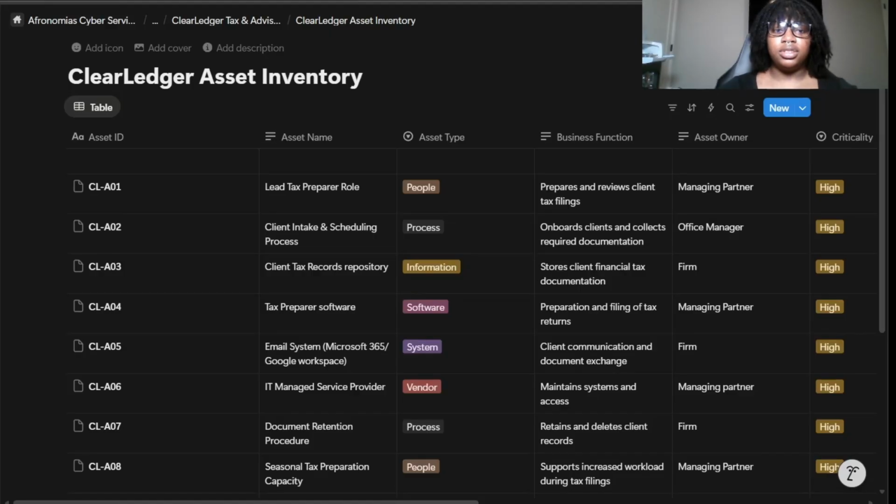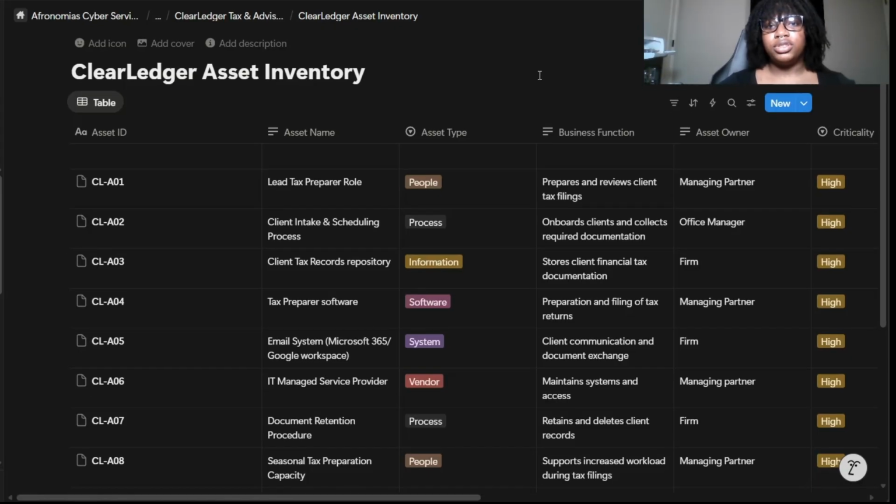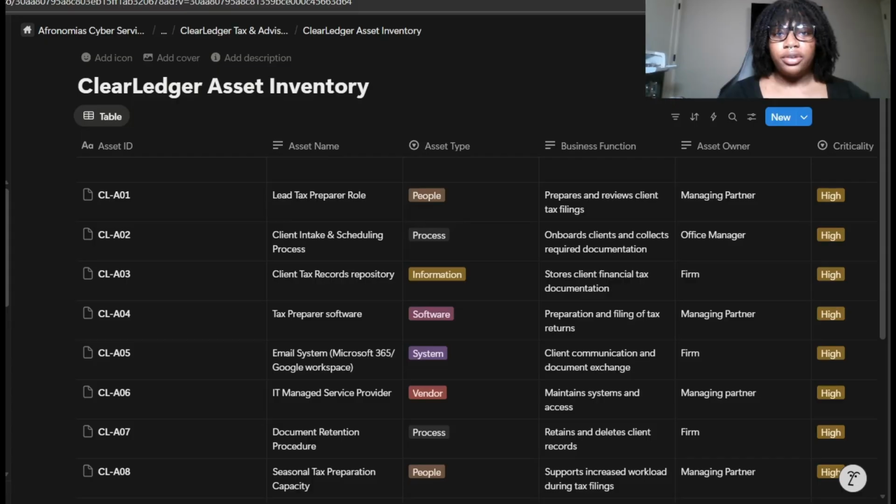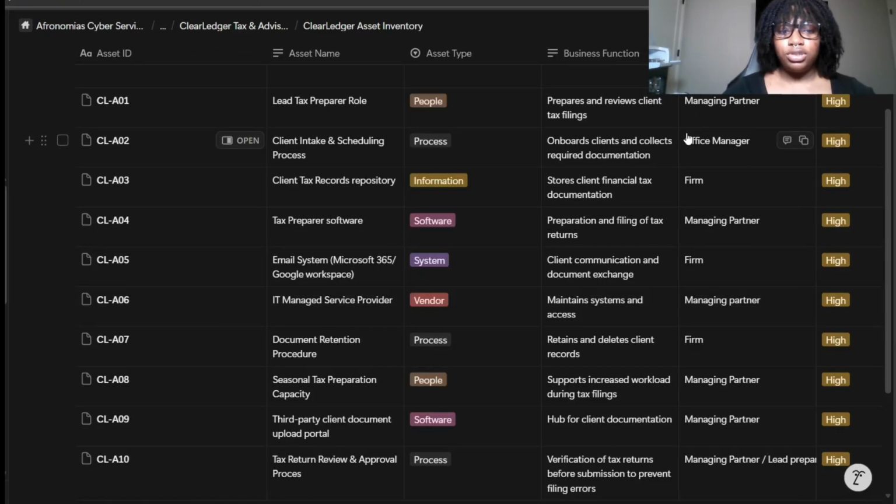This is ClearLedger's asset inventory. Instead of listing equipment, we've mapped out exactly what the organization depends on to operate. For example, the organization depends on seasonal staff. That tells us they rely on personnel availability. The tax preparation software is a high criticality system because if it was unavailable, then the organization will be unable to provide its service. They also rely on an IT managed service provider, meaning that they also rely on third-party vendors for their operations. And the review before filing shows a quality control process the organization depends on before returns are submitted.